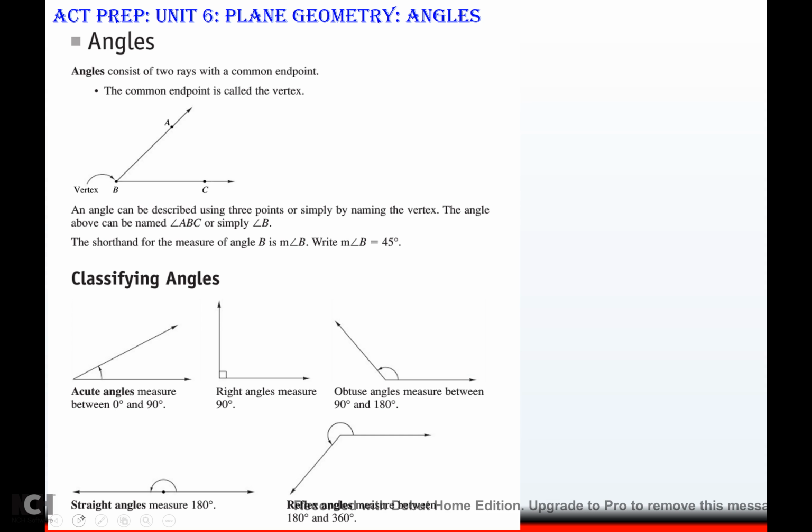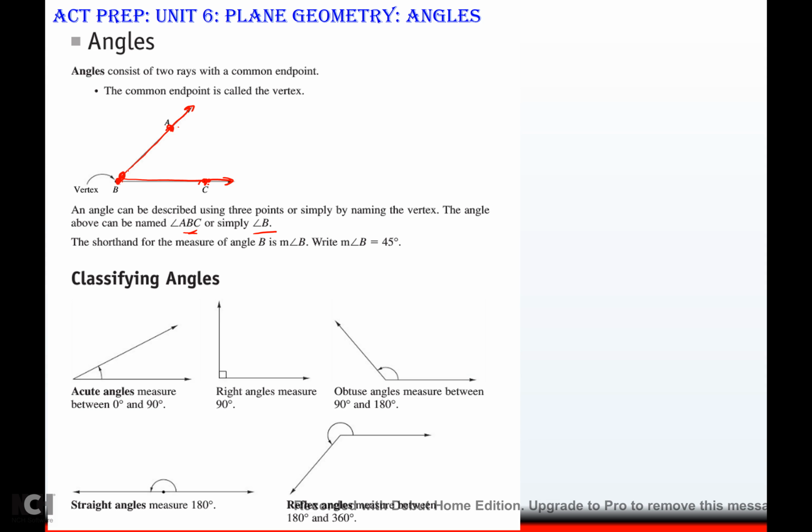All right, angles consist of two rays with a common endpoint. Right here is their common endpoint. This is ray AB, and this is ray BC, and they have a common endpoint. That common endpoint is called the vertex of that angle. An angle can be described using 3 points or simply by naming the vertex. The angle above can be named angle ABC or simply angle B. You could also call it angle CBA. As long as you put the vertex in the middle, it doesn't matter which ray you name first.